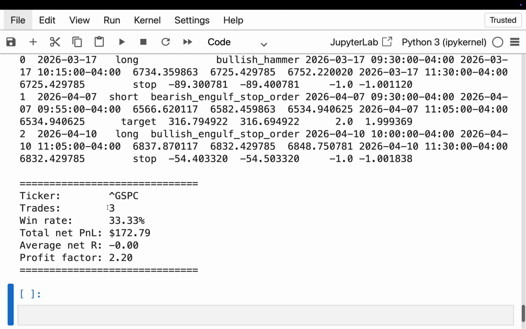To get meaningful data, you either need a much longer test window or you run this across multiple instruments at the same time, which is possible via Python. And if you're interested in that, just let me know.